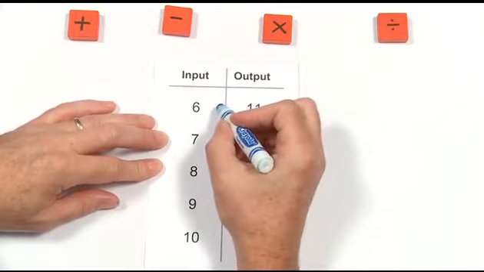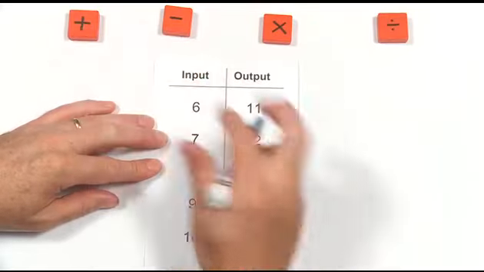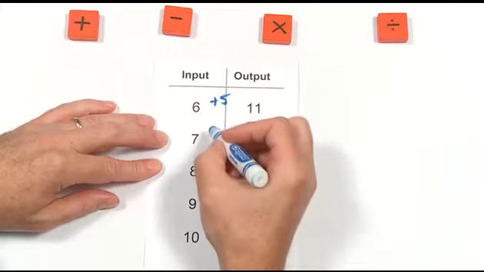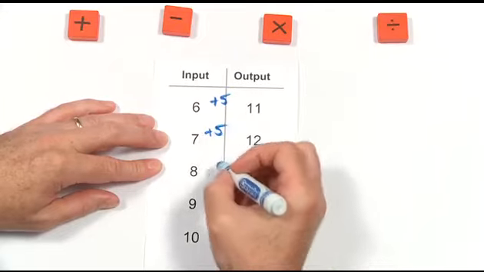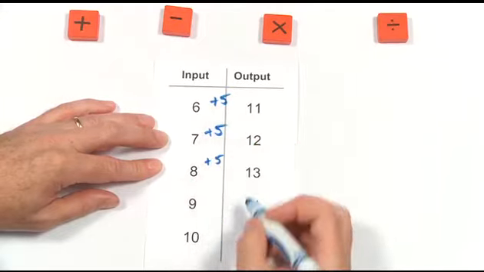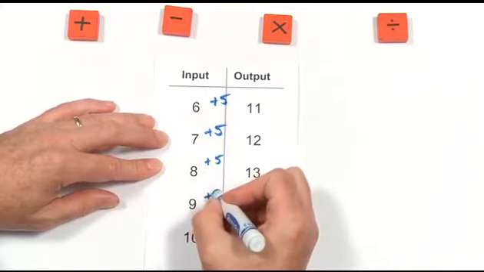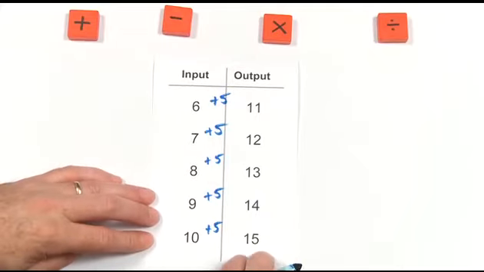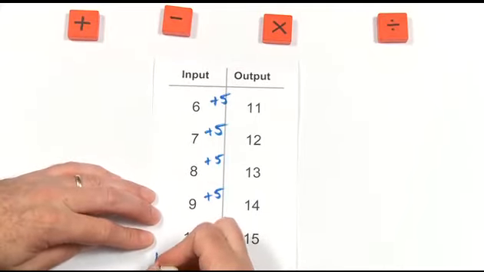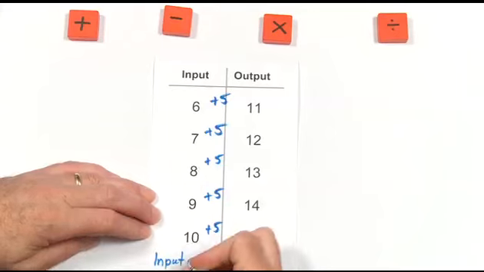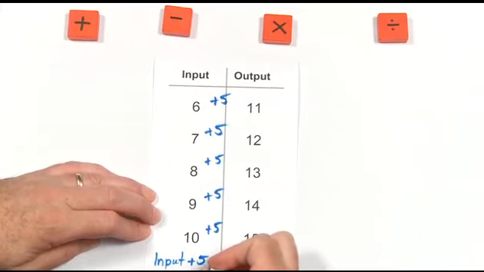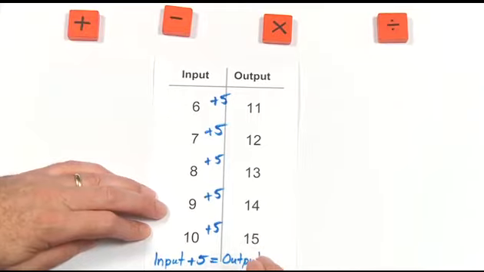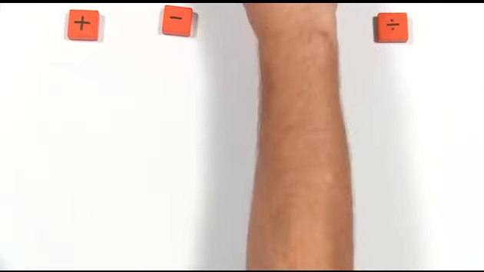Here we have 6, and I think in terms of addition first. 6 plus 5 gives me 11. 7 plus 5 gives me 12. 8 plus 5 gives me 13. It's looking pretty constant. 9 plus 5 gives me 14. 10 plus 5 gives me 15. I know my rule. It's the input plus 5 gives me my output. That's my pattern rule. Well, let's try another one.